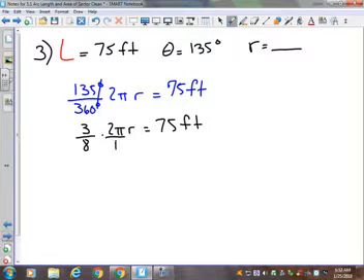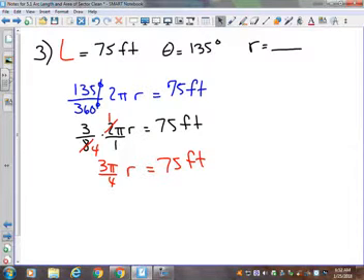Now if I put a 1 under that 2 pi, I can see that 2 will go into both of these numbers on the diagonal. So this is 3 pi over 4 times r. And now I'll be able to flip multiply like we've done on many other questions. So we're going to flip multiply the 3 pi over 4 to make it 4 over 3 pi.